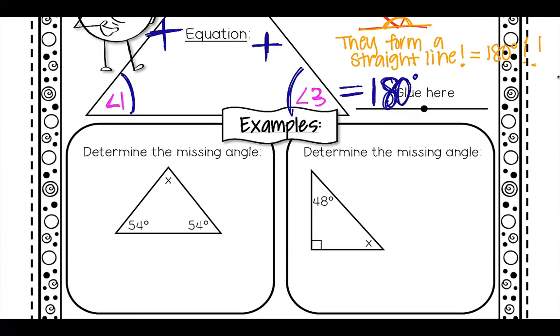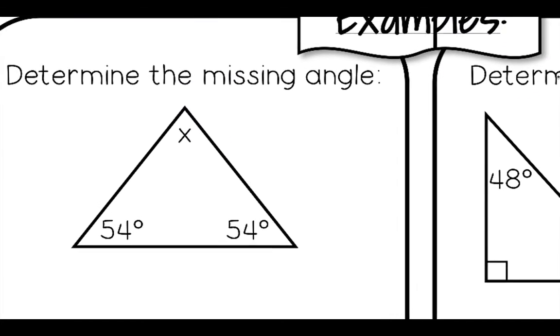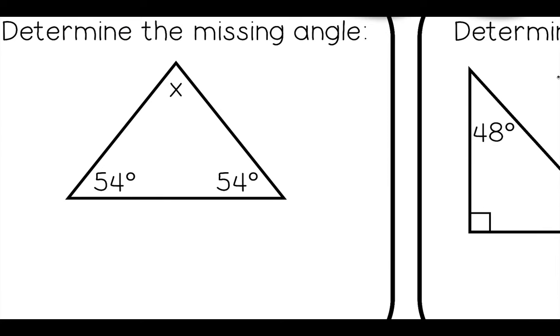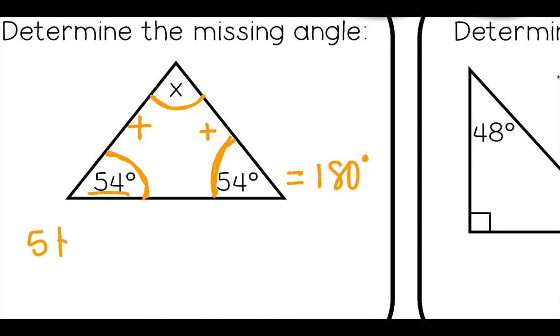Let's look here at what we've got going on. So my dump is angle 1 plus angle 2 plus angle 3 is going to equal 180. Now I'm just going to write out what I wrote up there. So instead of angle 1, it's really 54 plus x plus 54 equals 180.